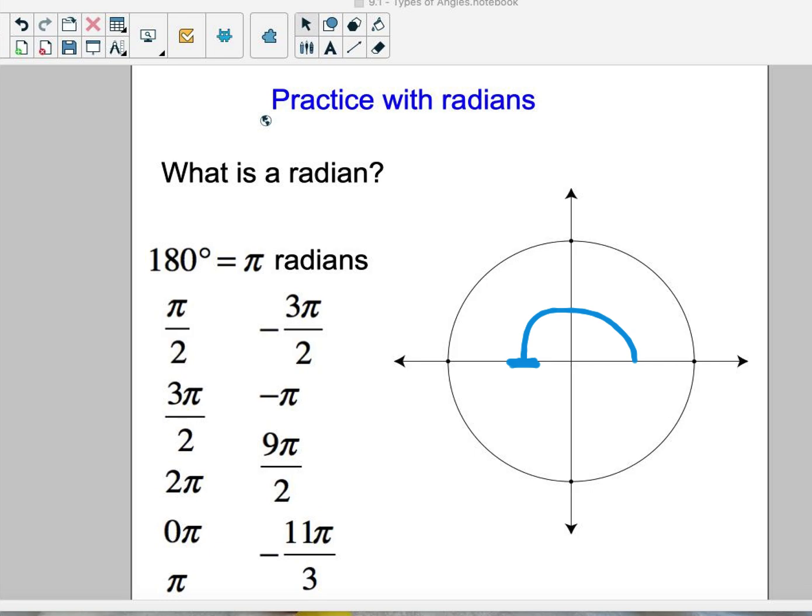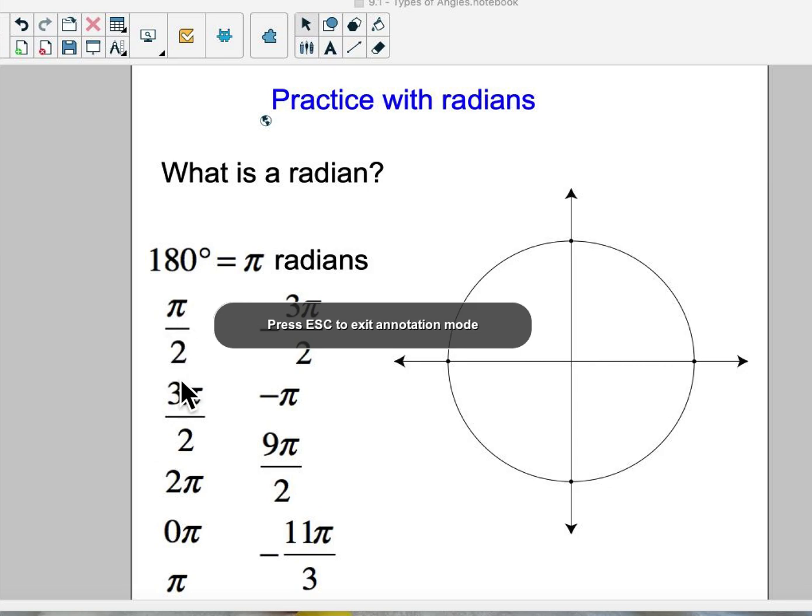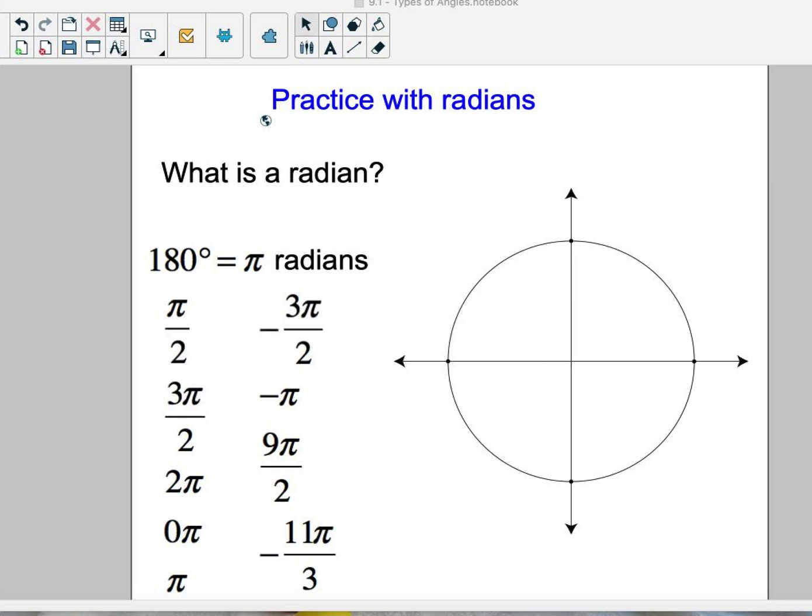So now if I said, well, what's a half pi, which is pi over 2? Well, half of pi, if pi is straight across, is only half of straight across, right? Which is the exact same thing as 90 degrees. So pi over 2 radians is the same thing as 90 degrees, right? One's in degrees, one's in radians.